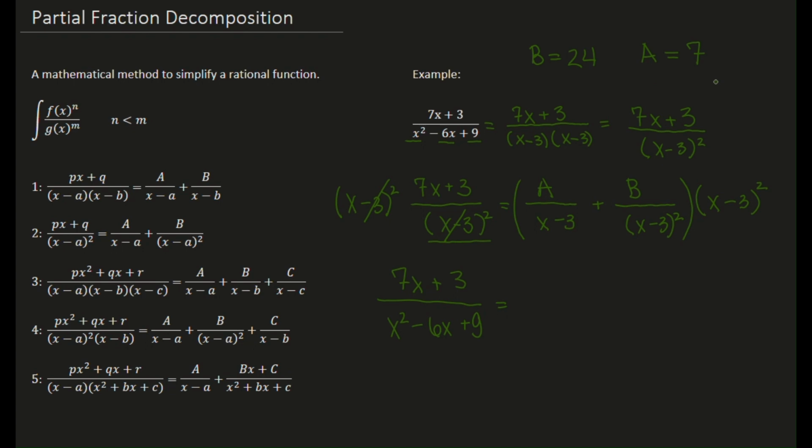I can then plug in the values I've obtained for a and b into the original form, where a is 7, so it's 7 over x minus 3, plus b is 24, so it's 24 over x minus 3 squared. And this is the partially decomposed function.